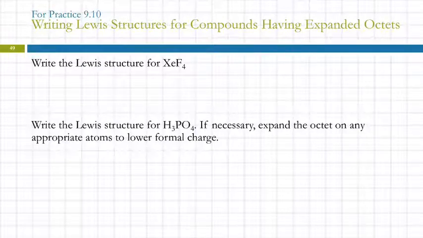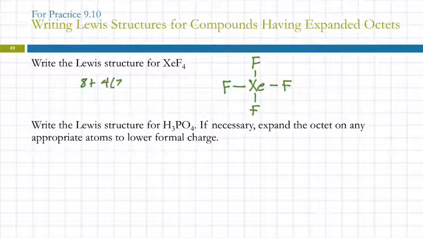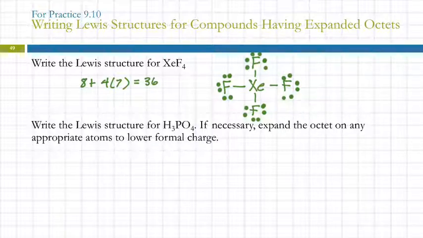Write the Lewis structure for XeF4. Well, let's put Xe in the middle. This is one of those weird noble gas compounds. Xenon has 8 valence electrons, 4 fluorines with 7 each. 4 times 7 is 28, and 8 is 36. Better write that down before I forget. 2, 4, 6, 8, 10, 12, 14, 16, 18, 20, 22, 24, 26, 28, 30, 32. I get too many electrons. I've used up 32. I need to stick 4 more on there.